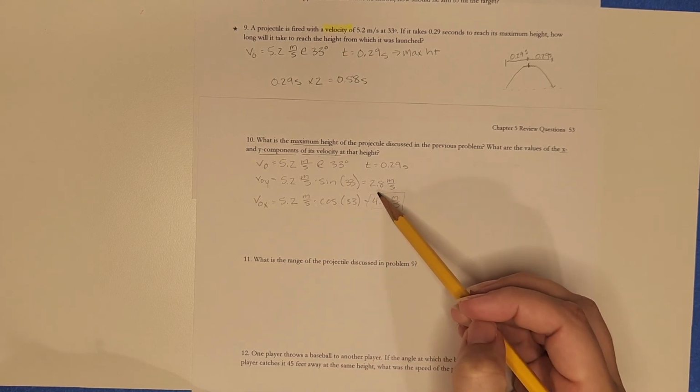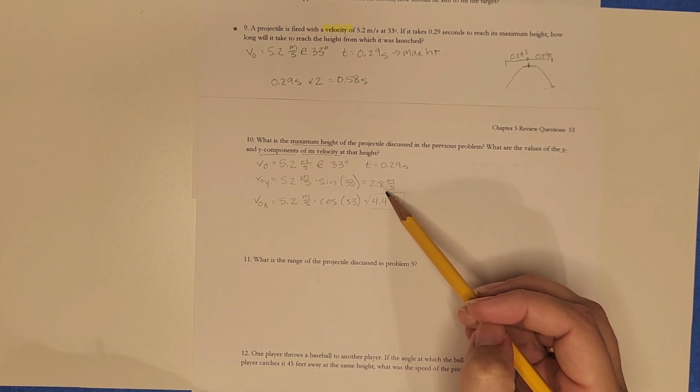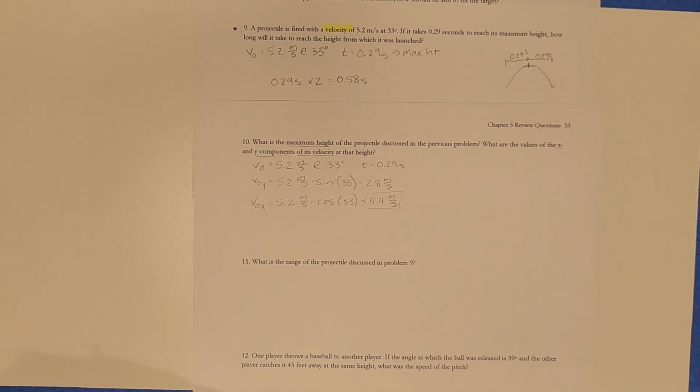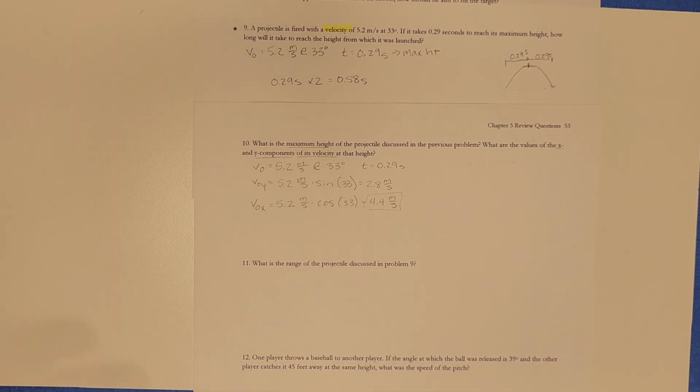It starts out at 2.8 meters per second, but it is going to be 0 when it's at the maximum height. So we'll just keep that in mind and write it in with the final answer. But let's go ahead and continue with determining what the maximum height is.